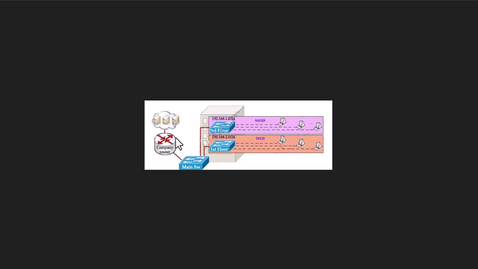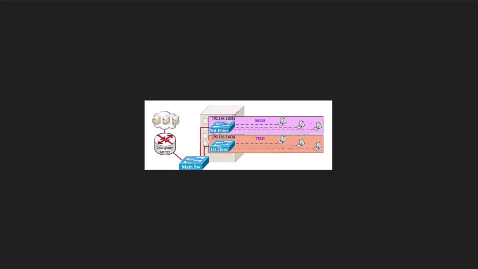I will show you this picture, and you can see we have in the company two departments, sales and tech. If we want to isolate the sales department from the tech department, we don't want all of them in one broadcast domain. We want to break the broadcast domain, so we have to create VLANs in order to separate the traffic.